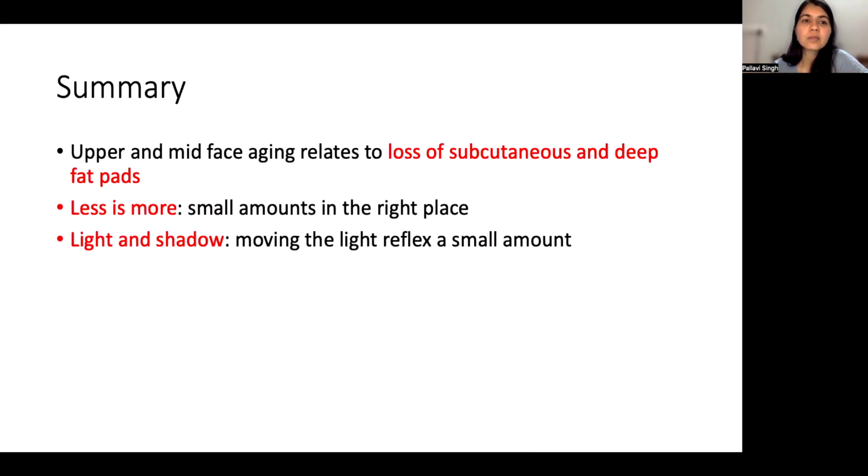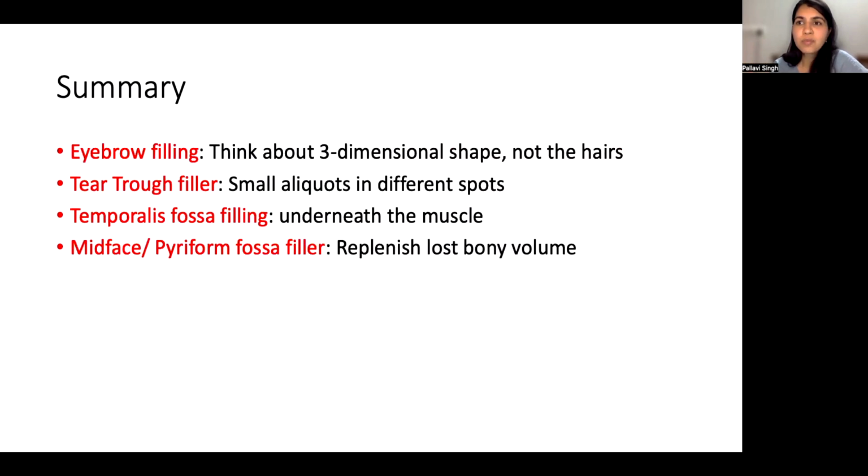So to summarize, I think it's important to understand that a lot of your upper and mid-face aging relates to the loss of volume in the subcutaneous and the deep fat pads. Less is more when it comes to filler, and I cannot stress that enough. Very important to understand how lights and shadows work. It's always helpful to sketch or to just observe photos just to see what an ideal face looks like, what the lights and shadows, how they play out, because that can help you in deciding where to inject.